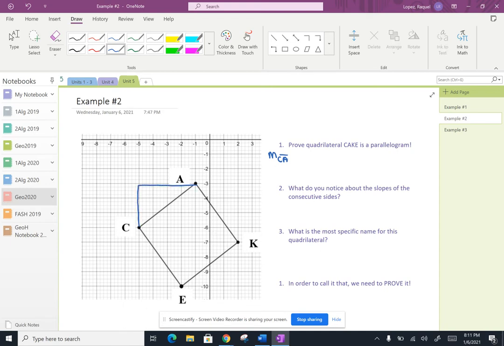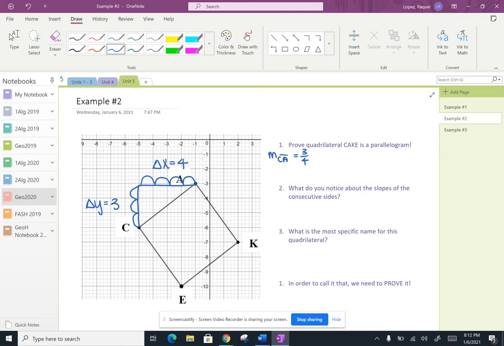Let's see. My change in y is going to be 1, 2, 3. So I went up 3. Change in y equals 3. And my change in x is going to be 1, 2, 3, and 4. My change in x is going to be 4. So the slope of segment CA is 3 over 4.